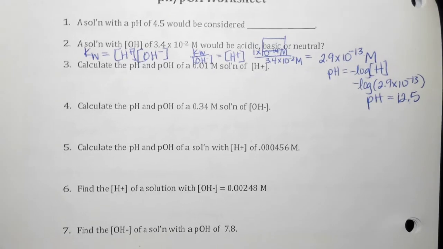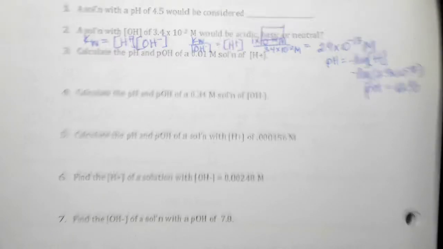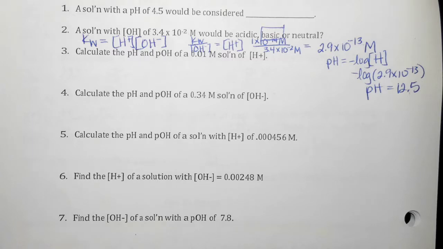Should we do another one? Calculate the pH and the pOH of a 0.01 molar solution. All right. So I know Kw, H plus, and OH minus. Kw is 1 times 10 to the minus 14. Always, forever. That will not change. So what's the concentration of hydrogens? 0.01.